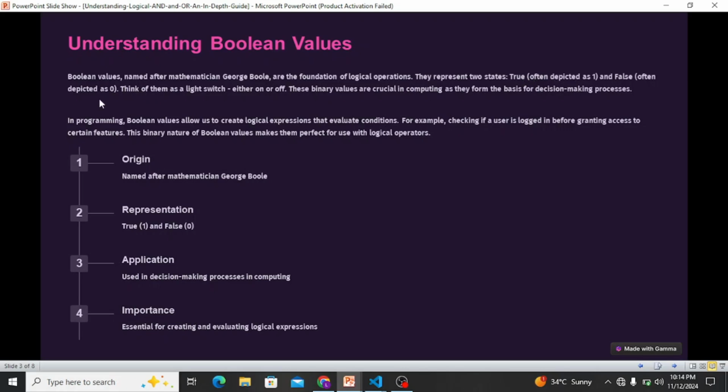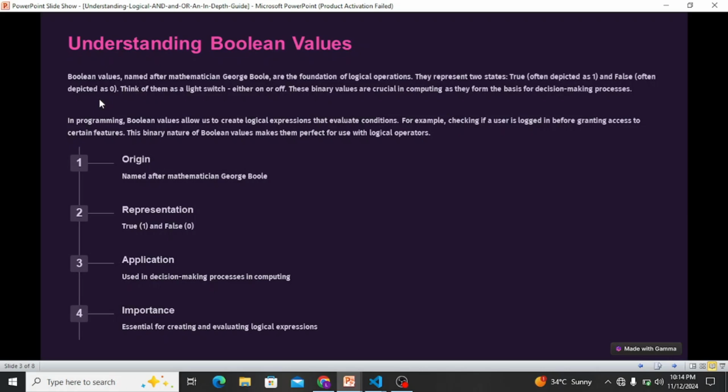zero. If you remember me talking about string conversion and Boolean conversion, true is always one and false is always zero. You can think of them like a light switch: either you turn it on, which is true, or you turn it off, which is false. And these values are crucial in computing because they form the basis of decision making in programming.